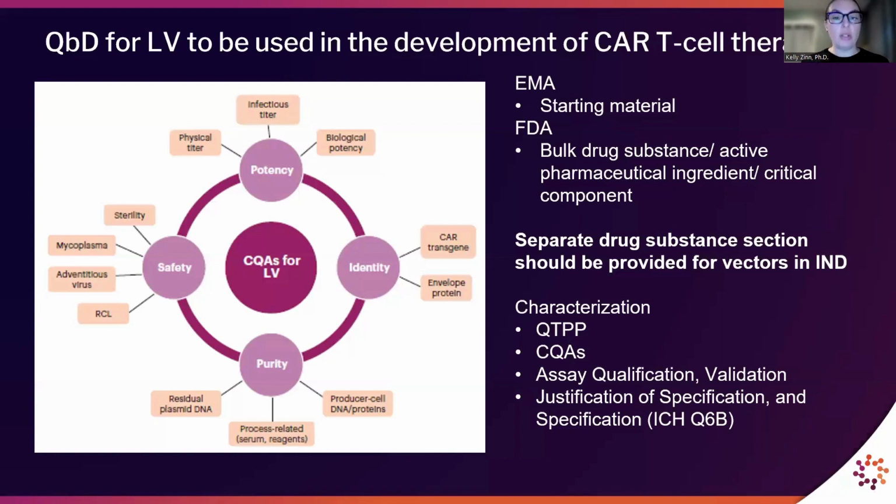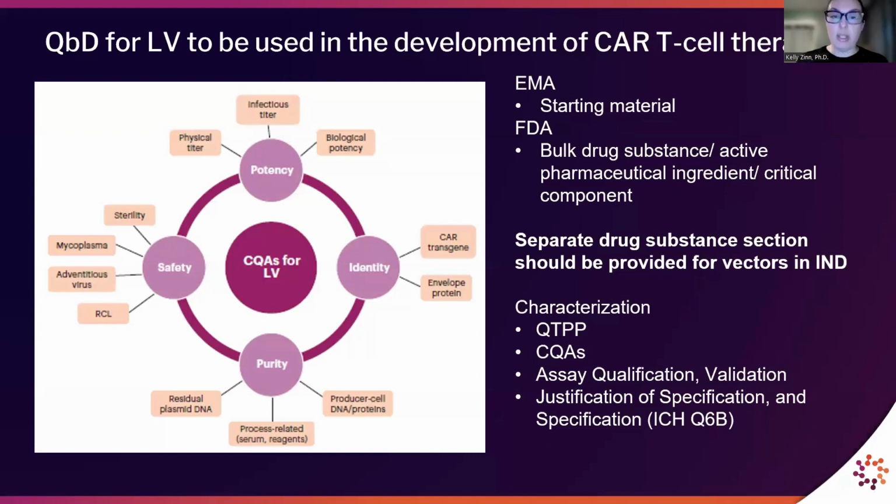CQAs are physical, chemical, biological, or microbiological properties or characteristics that should be within an appropriate limit, a range, or a quantitative distribution to ensure the desired product quality. So QTPPs and CQAs are used to drive both process and analytical development. And the initiation of these strategy documents drives a whole cascade of activities that ultimately enable generation of the product specification.